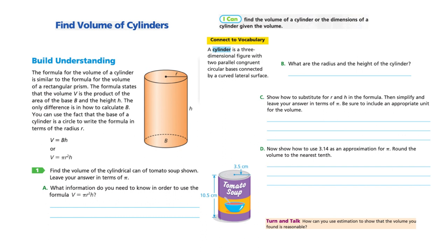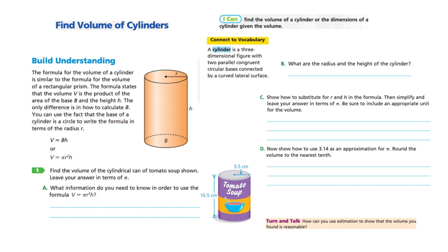So the build understanding says the formula for the volume of a cylinder is similar to the formula for the volume of a rectangular prism. The formula states that the volume V is the product of the area of the base, and they use a capital B for that, and the height. The only difference is how to calculate the area of the base.